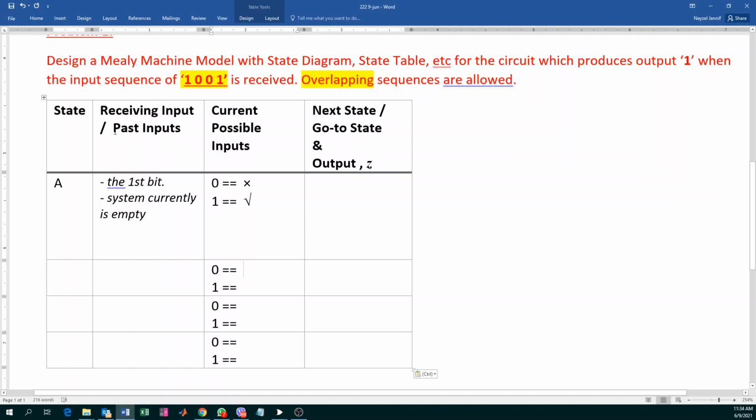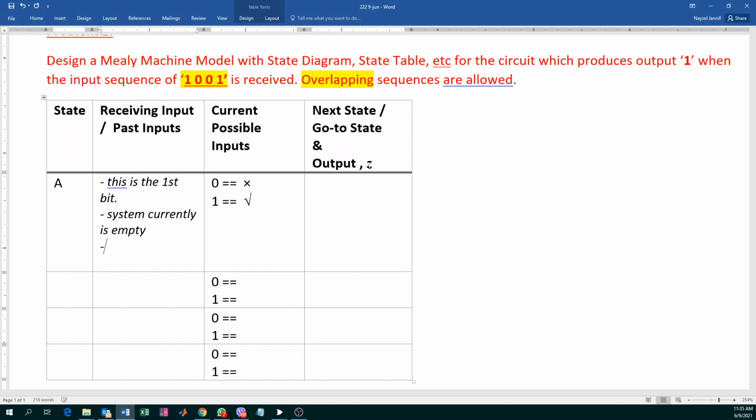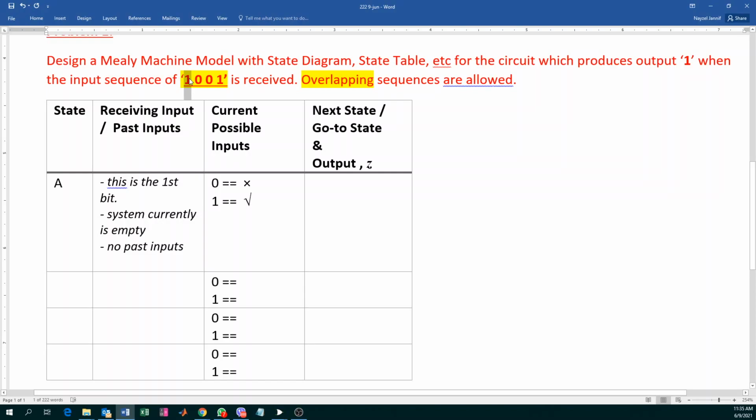Receiving inputs or past inputs, this is the first bit. System is currently empty. There are no past inputs. So this particular state A, where we're kicking off, is currently empty. The first bit has just come in. When the first bit comes in, you have 0. Does it match our 0, 1, 0, 0, 1? No. The first bit is supposed to be 1, and we have received a 0.